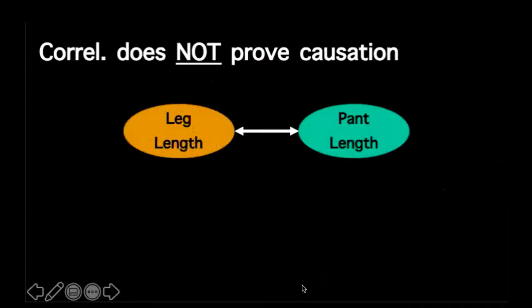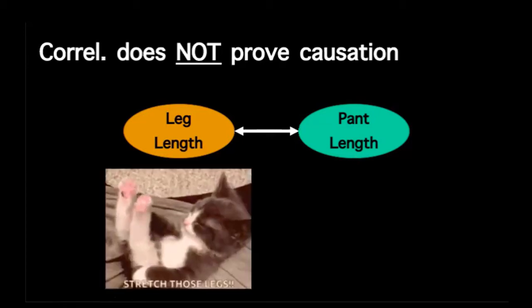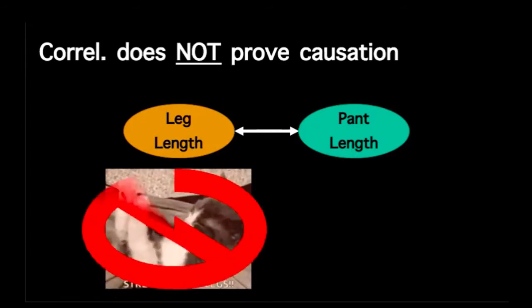Another example is if we look at leg length versus pant length, right? Let's say leg length is our independent variable and pant length is our dependent variable. Typically, we could say people who have longer legs will tend to have longer pants. That makes sense, right? But we can't always flip it the other direction, where we say people who have long pants are going to have long legs, right? It's not a measurable thing, and it's not really realistic to ask people to grow their legs, right? So again, correlation does not prove causation.